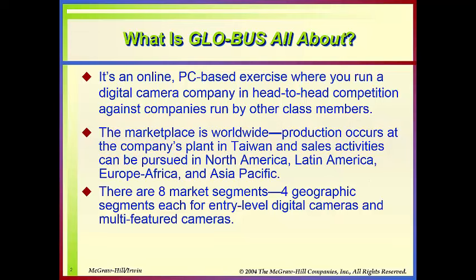So depending on how inflation is in the different markets, you may have to set different prices in different markets. You've also got two different types of camera. You've got basically an entry level and a high-end multi-featured camera. So each of those four geographic markets has two product markets, so you actually have 8 total markets.